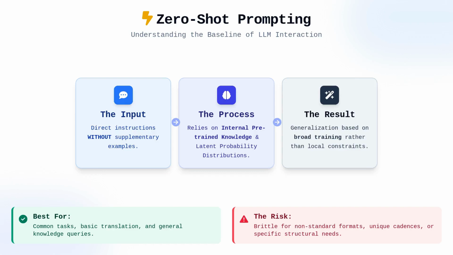When you ask a model to summarize a document without an example of a desired summary, you are essentially gambling on the model's alignment with your personal preference for tone and length. This is acceptable for common tasks like basic translation or general knowledge queries, but it frequently fails when the output requires a specific, non-standard structural format or a unique domain-specific cadence. The model perceives your instruction, maps it to a latent probability distribution of likely next tokens, and produces an output based on its broad training rather than your immediate local constraints.